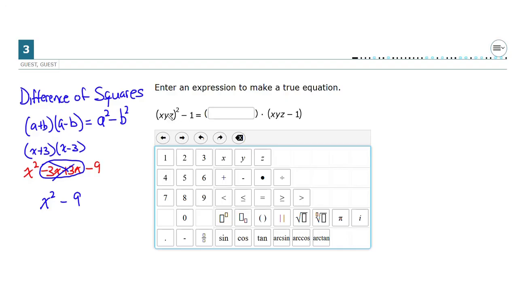And that's what we have here. XYZ in parentheses squared, that's a perfect square, minus 1, which is a perfect square in itself. So which part of the A plus B times A minus B do we need to put in here? Well, here, XYZ minus 1, we have the A minus B. All we need is the A plus B. So our answer is XYZ plus 1.